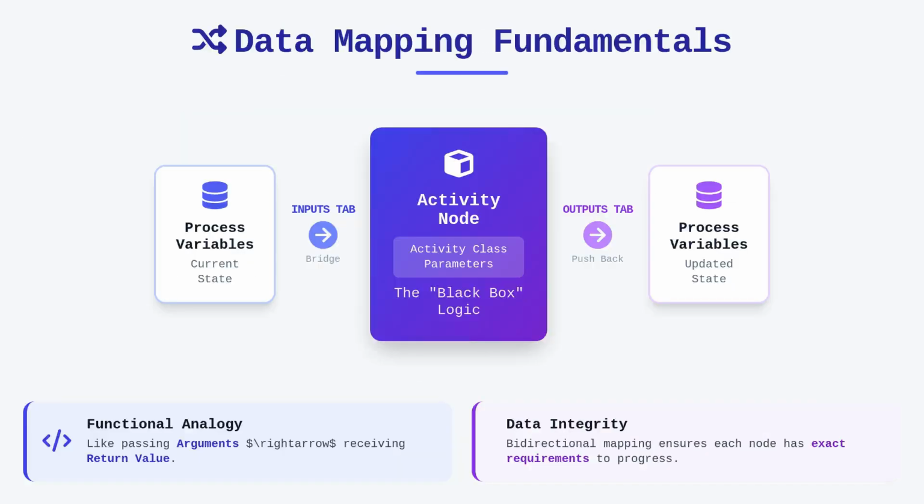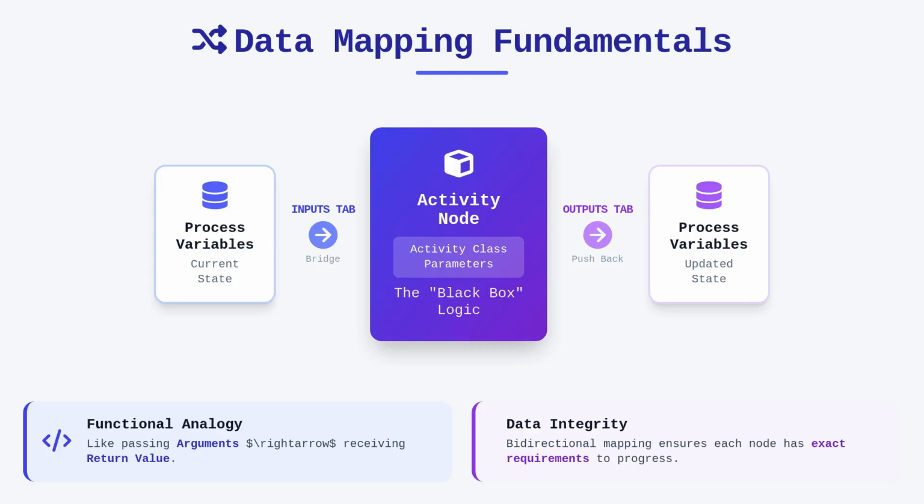When we discuss the movement of data into and out of nodes, we enter the realm of data mapping. Each activity node in a process model acts as a black box that requires certain information to function, which we provide via the Inputs tab. By mapping a process variable to an activity class parameter, you are essentially creating a bridge that passes the current state of the process into the logic of that specific node.